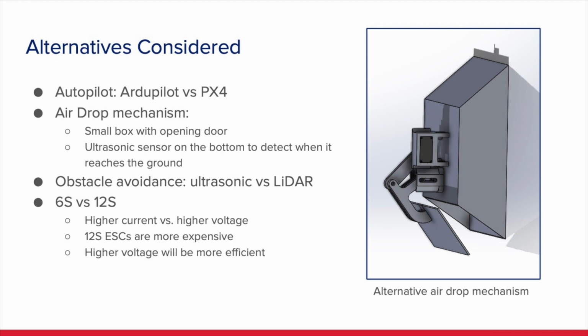In terms of the obstacle avoidance, we considered surrounding the drone with several ultrasonic sensors, but as mentioned previously, those are not very accurate in their measurements, and we were not able to read accurate data fast enough in order to avoid collision with other drones. Lastly, when comparing 6S and 12S battery systems, we switched over to 12S as it allowed for higher voltage for the drone, meaning the drone will be performing more efficiently since more power is delivered to the motors.